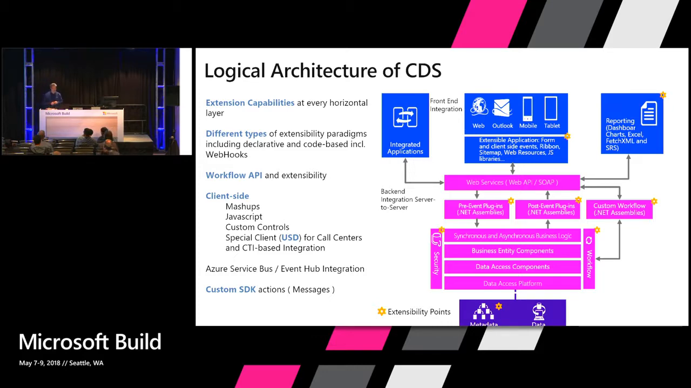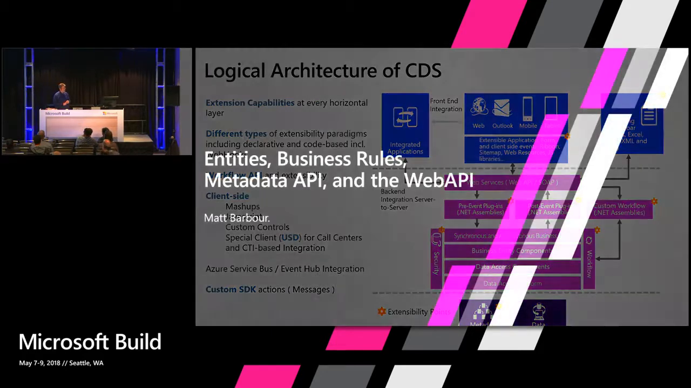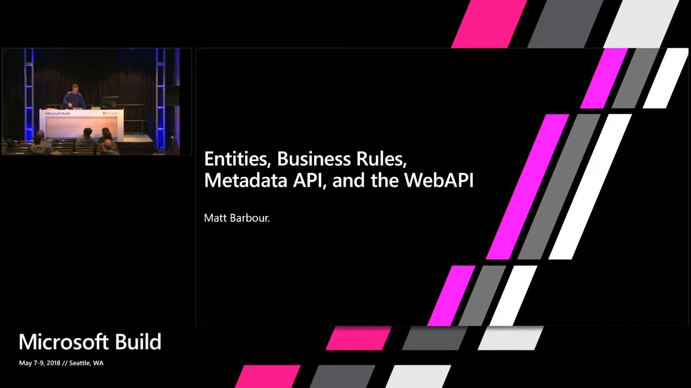So let's start talking about what we can do with that. So this is where we start shifting over into more and more demos. I am happy to take QA through a lot of this, but I'm going to kind of crank through some of this. If you can't see it, there in the back, shout out, and I'll zoom in to show you specific areas. So we're going to touch on a couple of different things. Entities, business rules, metadata API, and the web API. So let's step into that.